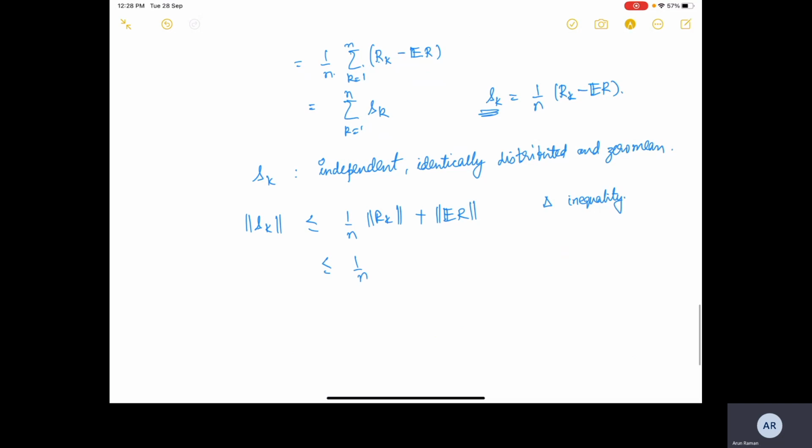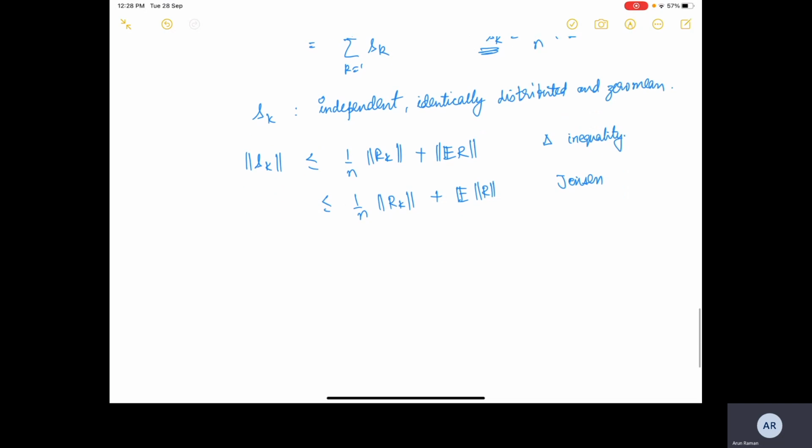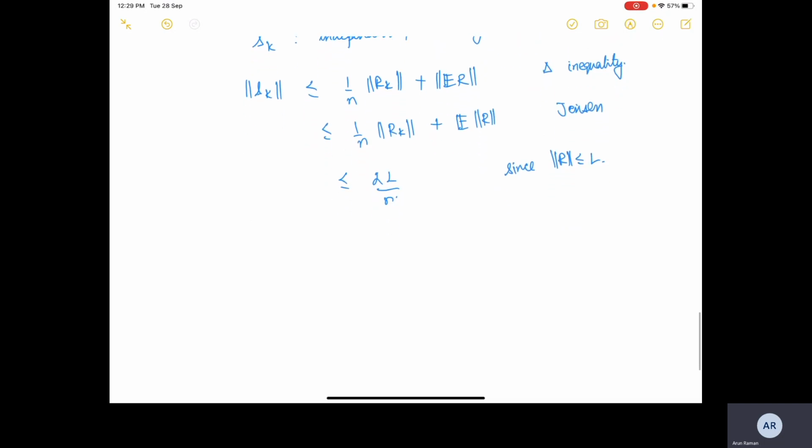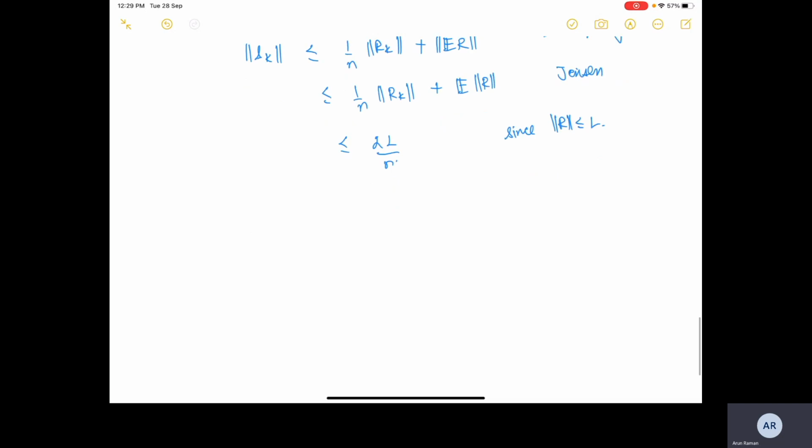Next, we use Jensen on the norm. We can take the expectation out and take the norm inside. We have used the Jensen inequality. And we already know that the spectral norm of the Rks is bounded, so this will be 2L by n, since this was our assumption. Okay, so we have got this bound on Sk. We will use this to calculate the variance statistics.